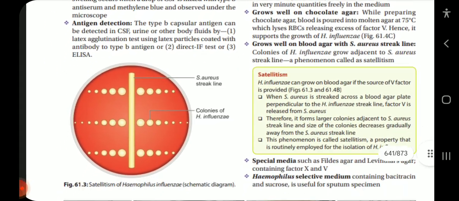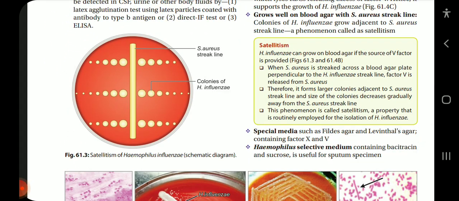Now, this is the satellitism of Haemophilus influenzae. This is the Staph aureus streak line. This provides the factors X and V. So there is a progressive decrease in the size of Haemophilus influenzae colonies as we move from the Staph aureus streak line towards the periphery.